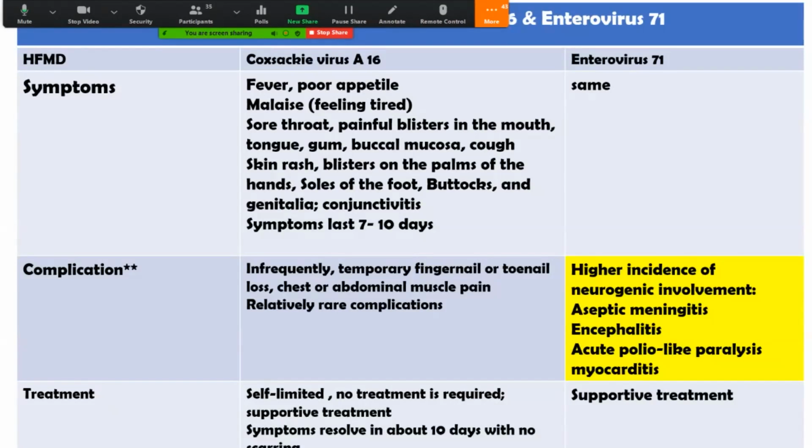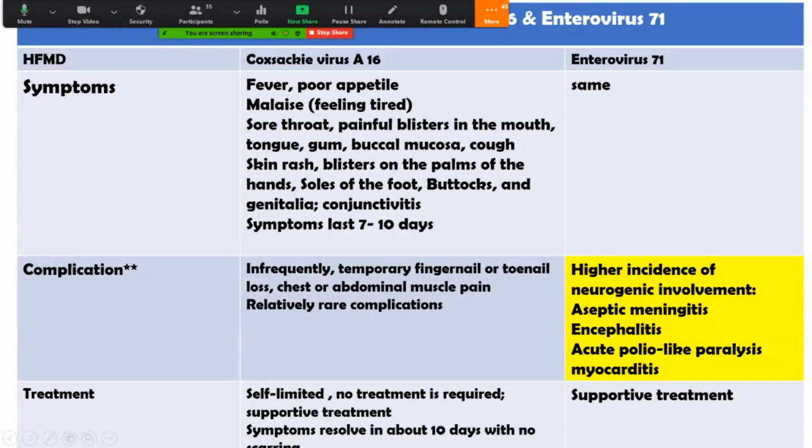They have a sore throat, painful blisters in the mouth, tongue, gum, and buccal mucosa. They cough, and have a skin rash, with blisters on the palms of the hands, soles of the feet, bottom, and genitalia, and some may develop conjunctivitis. The symptoms will last around 7 to 10 days.